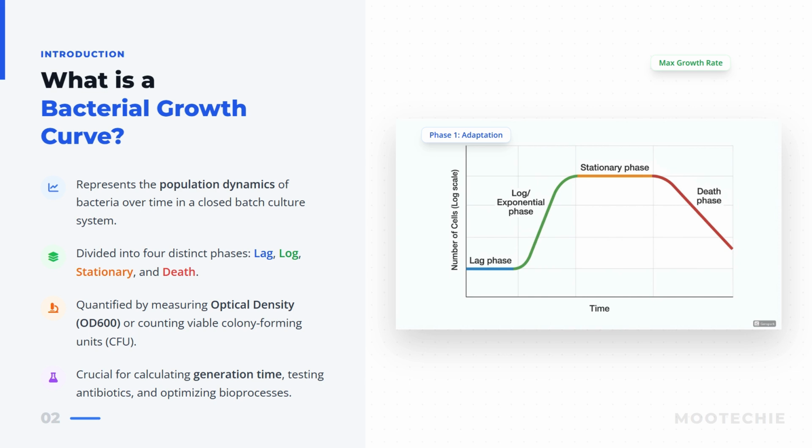The diagram here shows a typical growth curve. On the vertical axis, we have the number of cells on a log scale, which allows us to see large changes clearly. On the horizontal axis, we have time. The curve begins with a flat lag phase, rises steeply during the log or exponential phase, levels off in the stationary phase, and finally declines in the death phase. It's a visual summary of the entire life cycle we'll explore.